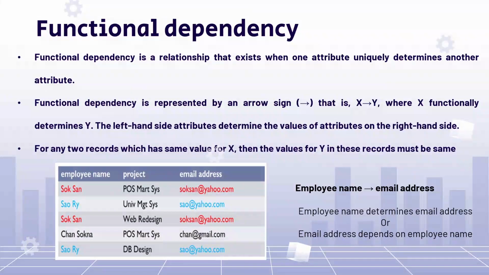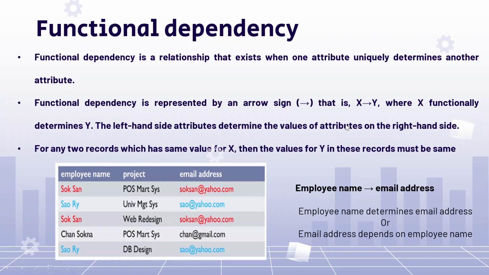Next, coming to functional dependency. Functional dependency is actually a relationship between one attribute and another attribute, where one attribute uniquely determines the other attribute. It is represented by an arrow sign. So if x and y are attributes of a relation, then x arrow y means that x determines y. That means for all values of x, the y value will be the same.